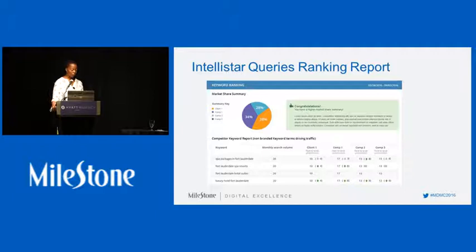The keyword ranking report not only provides visibility into the monthly search volume, it also gives you an opportunity to see where your competitors have ranked for terms within a particular time frame. And one thing I like to call out is that this is based off of organic keyword ranking.